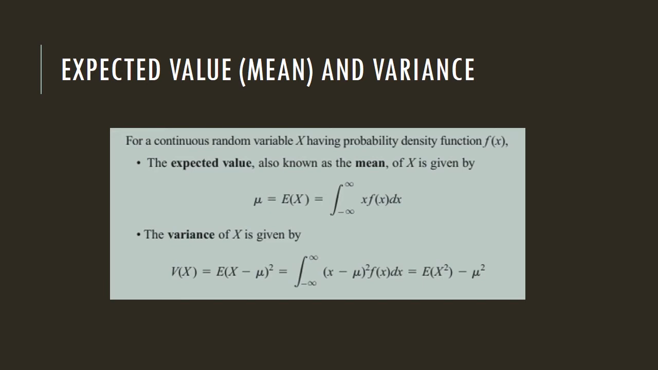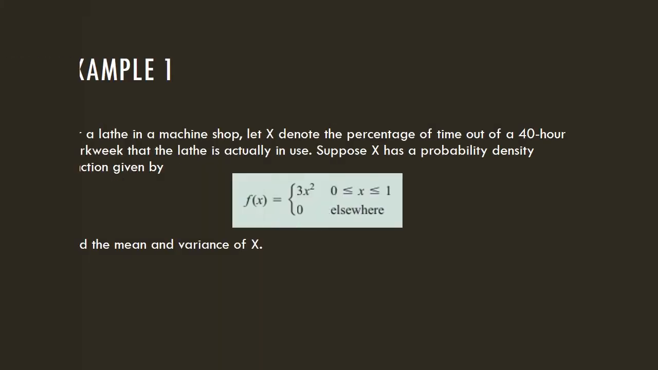And to find this expectation, we arrive at the integral of the quantity (x minus mean) squared times f of x over all values of x, which is also equal to the expected value of X squared minus the square of the mean. Example number 1. For a machine shop, let X denote the percentage of time out of a 40-hour work week that a machine is actually in use. Suppose X has a probability density function given by f of x is 3x squared when x is between 0 and 1, and 0 elsewhere. Find the mean and variance of X.